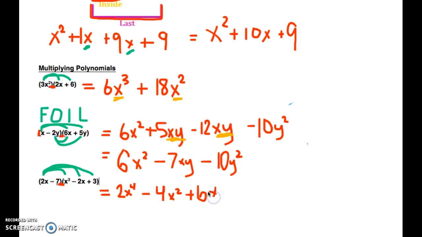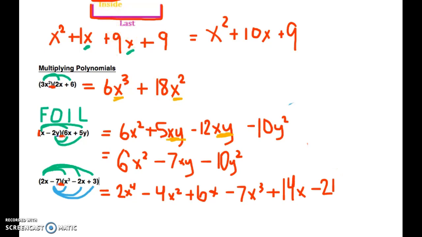Now that I have done the first term times every term in my second parentheses, we're going to look at the second term. We're now going to multiply the second term into the second parentheses. So the negative 7 will get multiplied by every term in the second parentheses. Okay, negative 7 times x cubed is a negative 7x cubed. Negative 7 times a negative 2x is a positive 14x. And then negative 7 times positive 3 is negative 21.